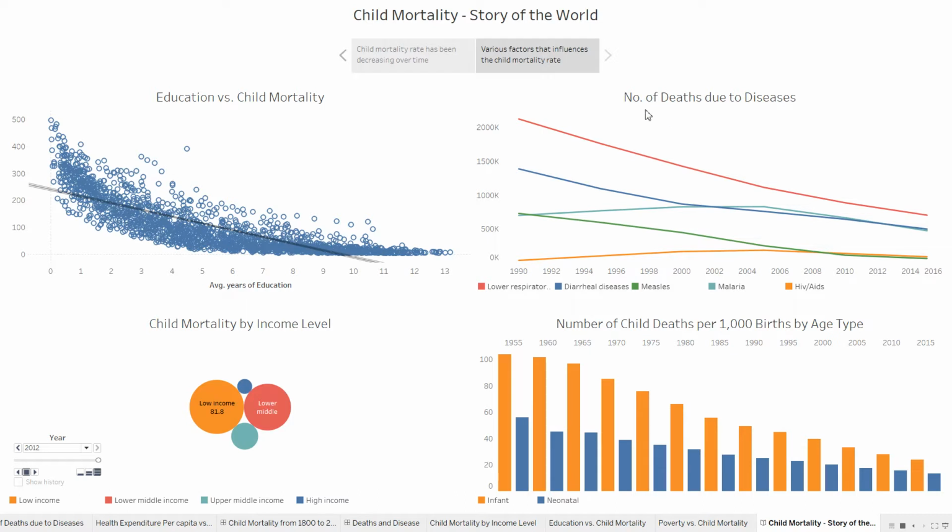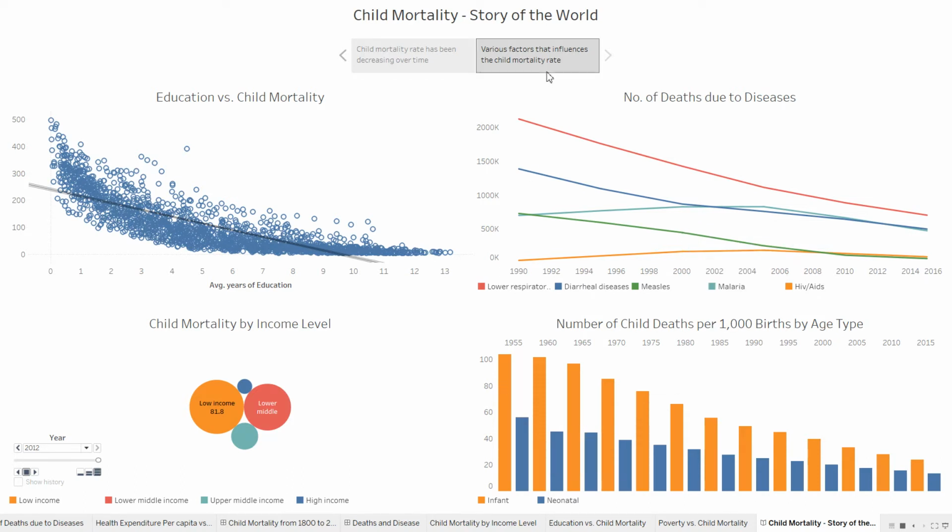This graph shows the number of deaths due to disease. We can see that lower respiratory infections are the highest cause for child mortality, and as time passes, the overall child mortality reduces, but still lower respiratory infections are the highest cause due to which children are dying even at the current moment. And it is followed by the diarrheal diseases, and we can see the pattern for other diseases as well.